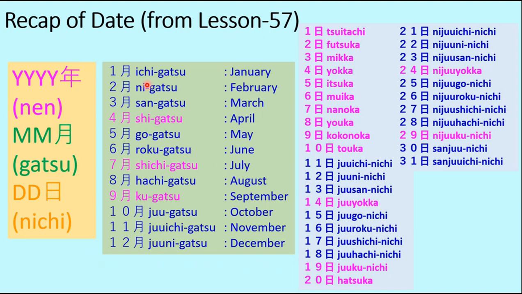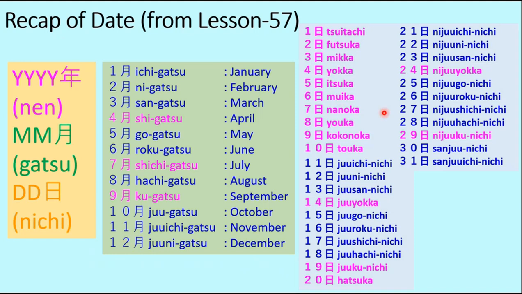The 12 months: Ichigatsu, January; Nigatsu, February; Sangatsu, March; Shigatsu, April; Gogatsu, May; Rokugatsu, June; Shichigatsu, July; Hachigatsu, August; Kugatsu, September; Jugatsu, October; Juichigatsu, November; and Junigatsu, December.